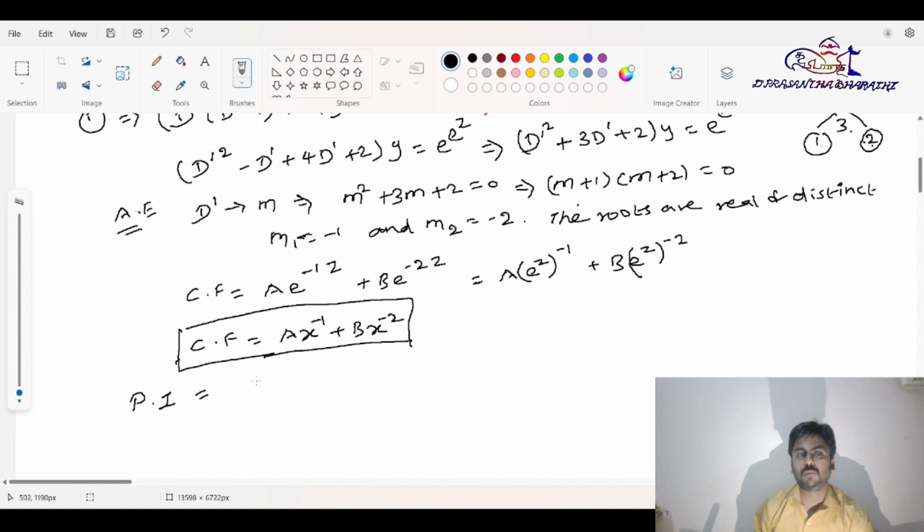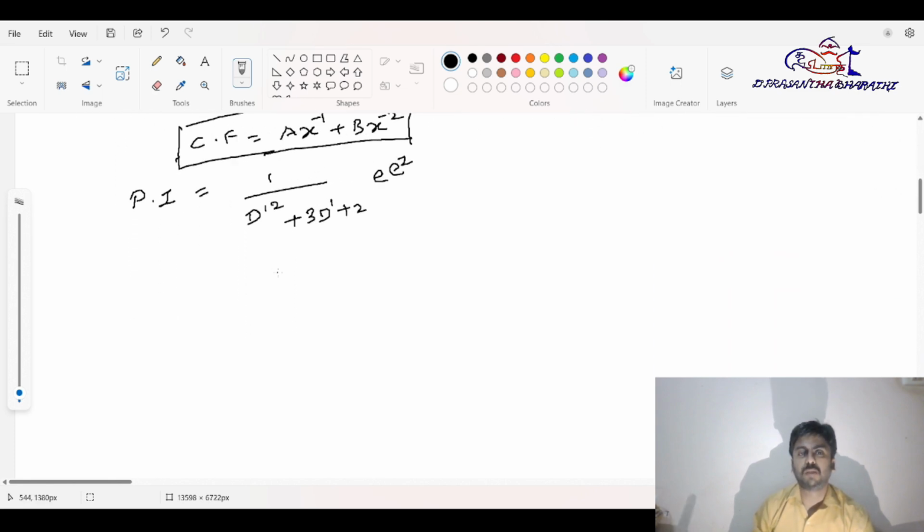Now to find PI equal to 1 divided by D dash square. Okay, that is we can split that. D dash square plus 3D dash plus 2 into y equal to e power z. So this is your initial step of writing PI. In this, how I am going to proceed is I am going to factorize the denominator, so that I will get 1 divided by D dash plus 1 into D dash plus 2 into e power z.